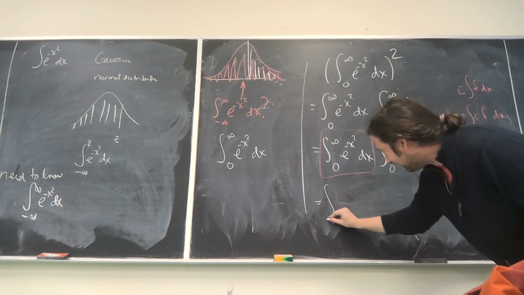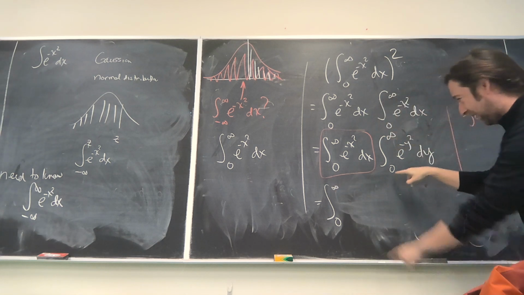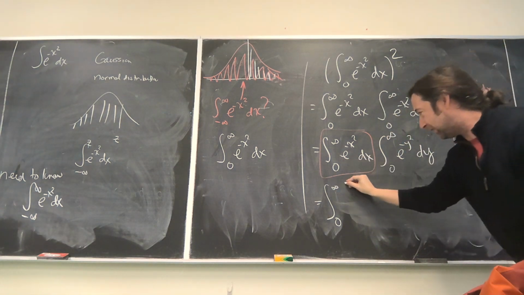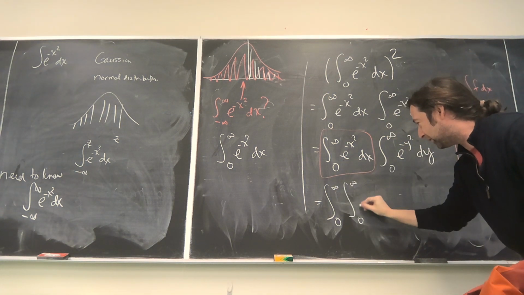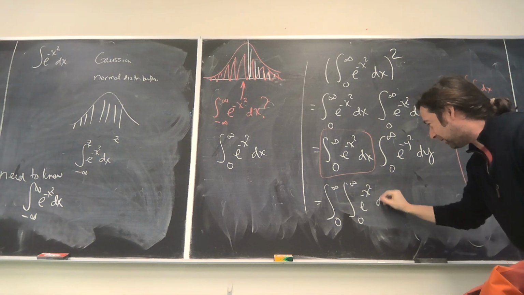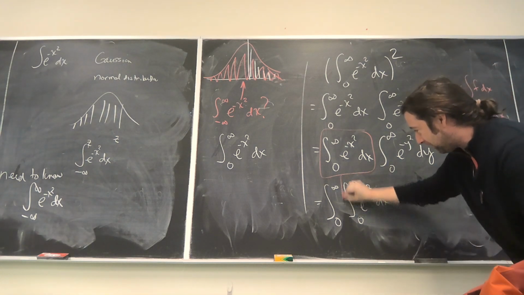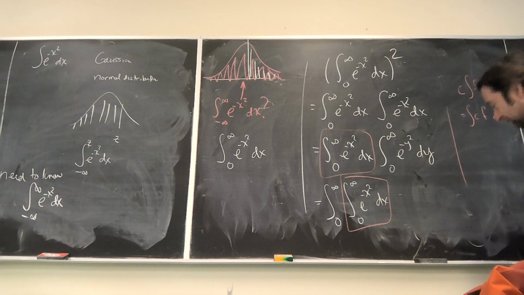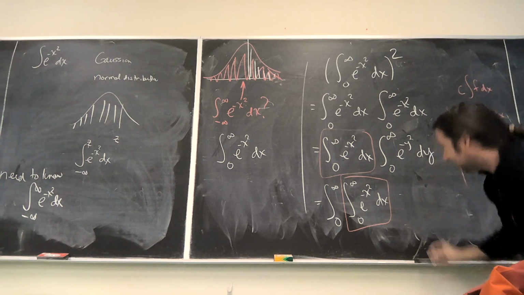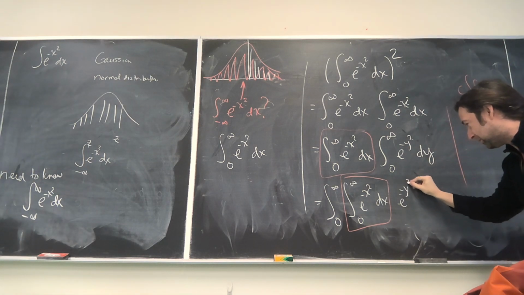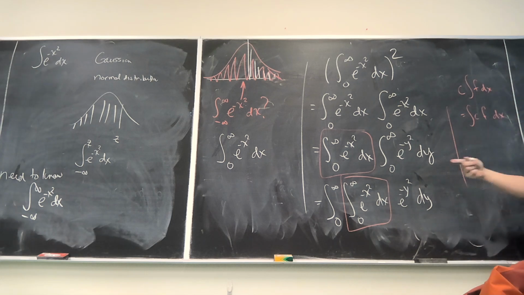So now I've got the integral from 0 to infinity. That's that integral right there. And I'm going to stuff this thing inside. So now it's the integral from 0 to infinity of the integral from 0 to infinity of e to the minus x squared dx. See, it's a number, so I just jammed it inside the integral, like e to the minus y squared dy. That's legal. It's just a constant.